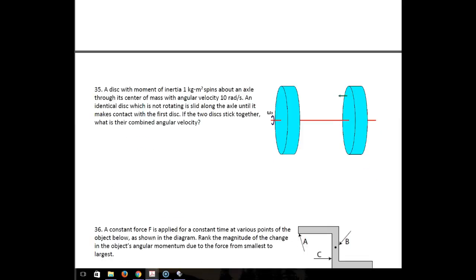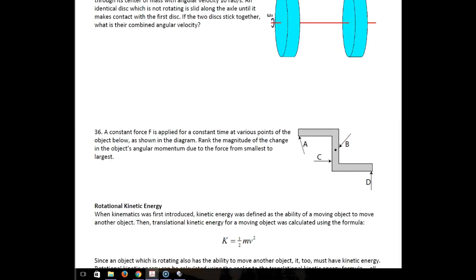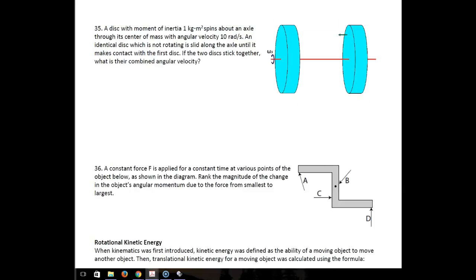For the next problem, I have a disk with a moment of inertia of 1 kilogram times a meter squared. It spins about an axle through the center and has an angular velocity of 10. An identical disk, which is not rotating, is slid along the axle until it makes contact. When it does that, the whole thing slows down. The question is, what is their combined angular velocity? So we want to know how fast they're moving.